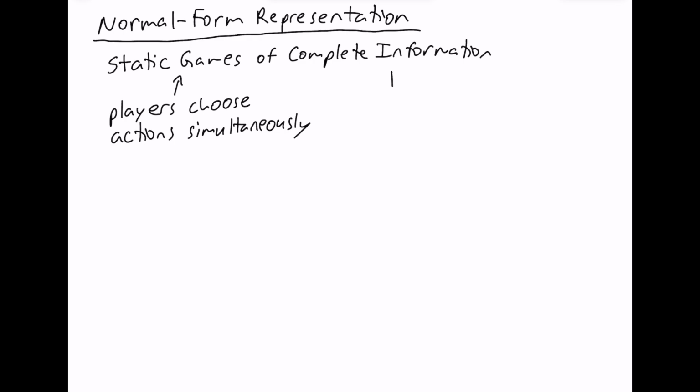Complete information means that payoffs are common knowledge, which means that each player knows the other player's payoffs. So a static game of complete information is a game where players choose their actions simultaneously and payoffs are common knowledge.